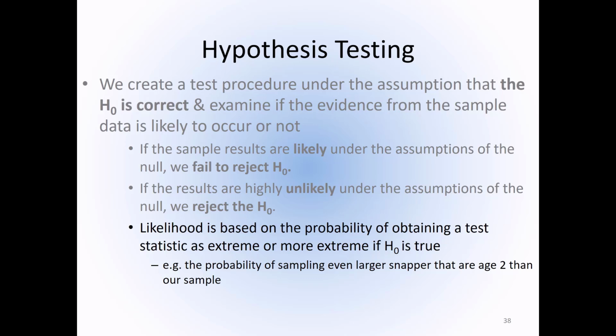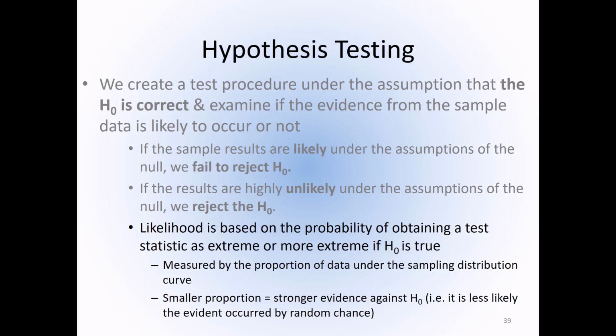And it's going to be based on the probability of obtaining some test statistic that is as extreme or more extreme than a particular value if the null hypothesis was indeed true in the real world. So this would be if we were to go out and sample fish that are age 2 and they're much larger than 19.5 centimeters in total length, what's the likelihood that we could go back out and do this again and that it occurs by random chance?